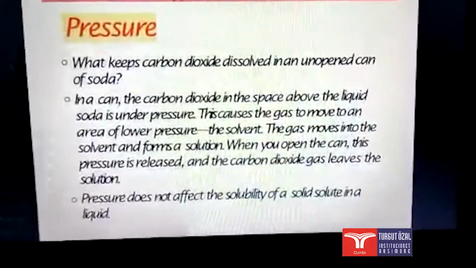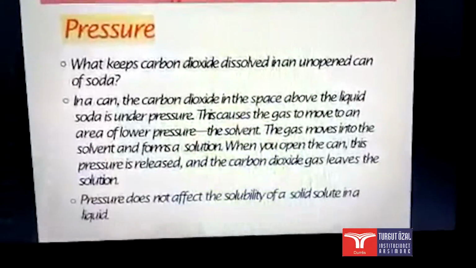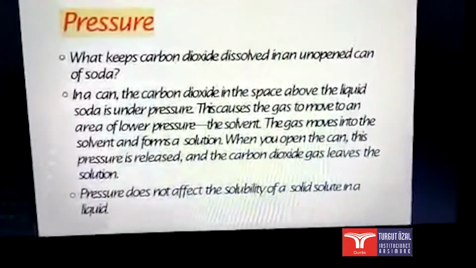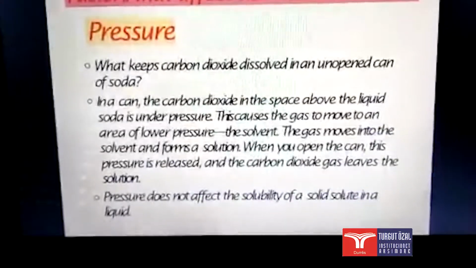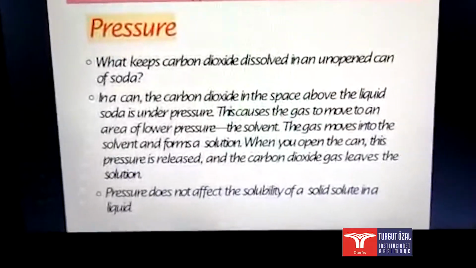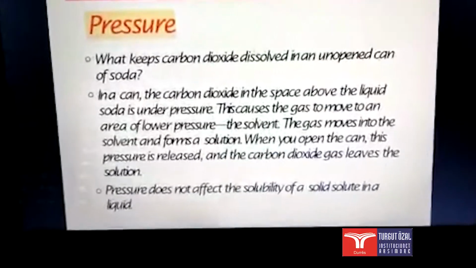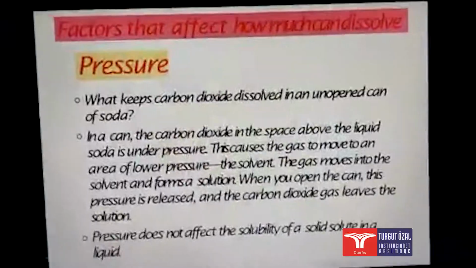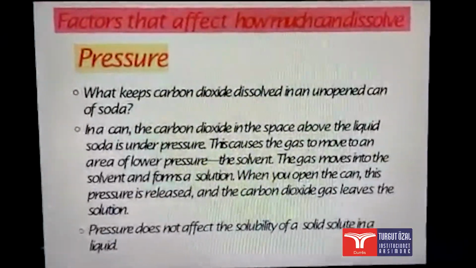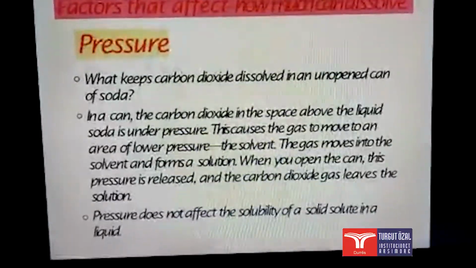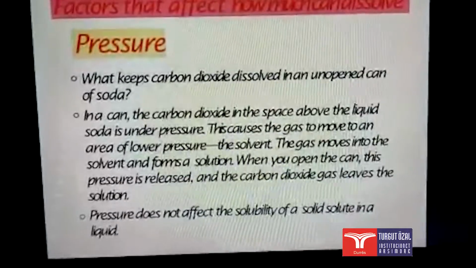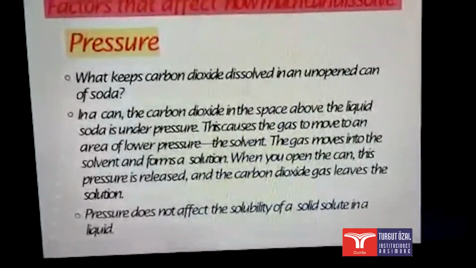Pressure. What keeps carbon dioxide dissolved in an unopened can of soda? In a can of soda, the space above the liquid is under pressure. This causes the gas to move from an area of higher pressure to an area of lower pressure. The gas moves into the solvent and forms a solution. When you open the can, this pressure is released and the carbon dioxide gas leaves the solution.